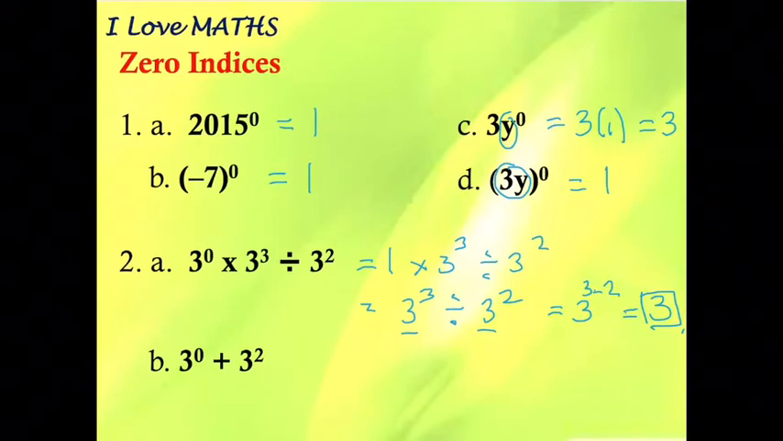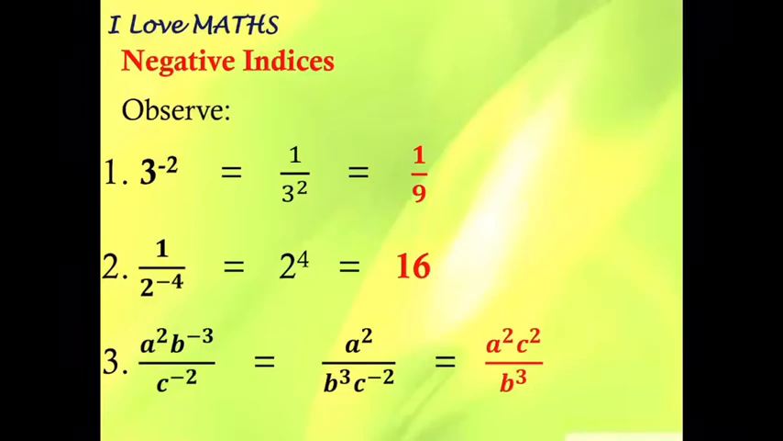Letter B, 3 raised to 0 plus 3 raised to 2. 3 raised to 0 is just 1, then plus 3 raised to 2 is 9. So 1 plus 9 is 10. Let's have the negative indices.